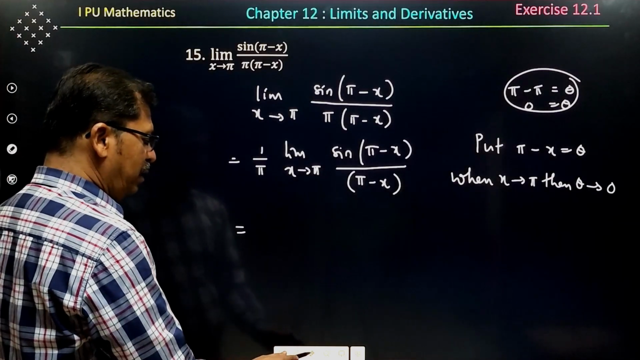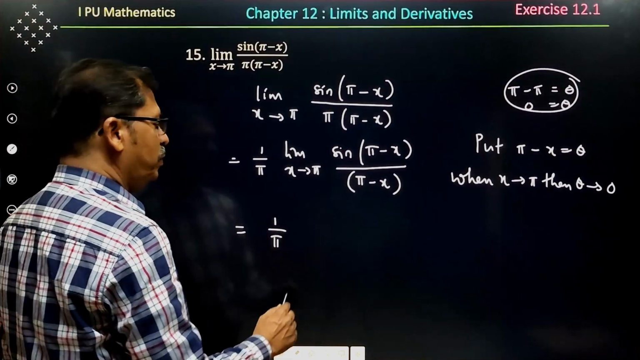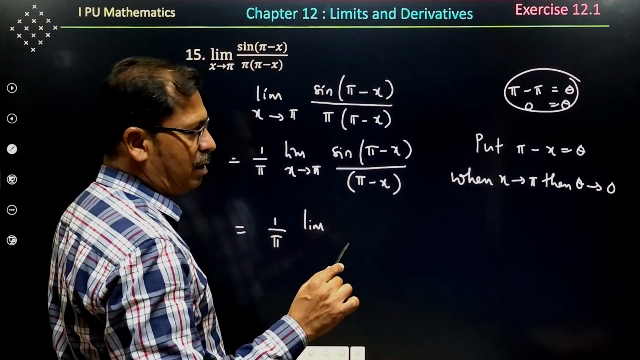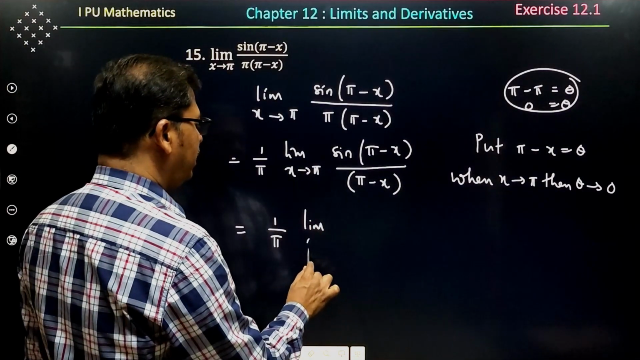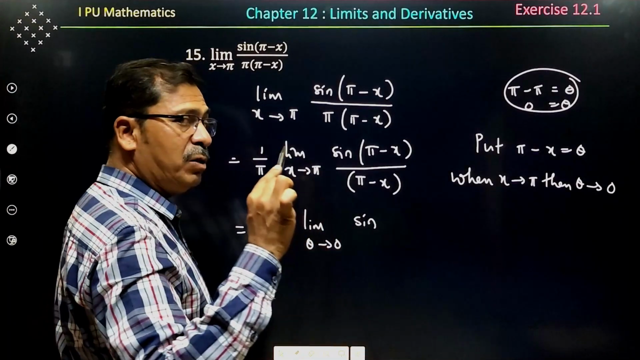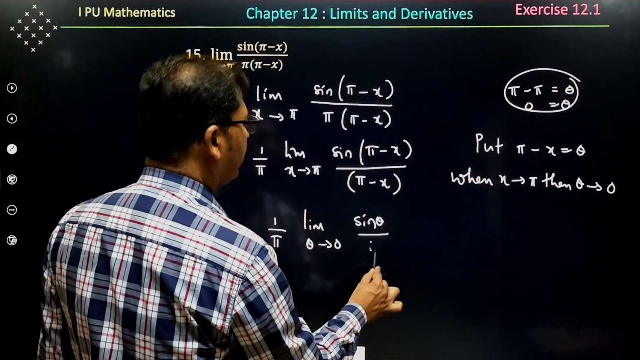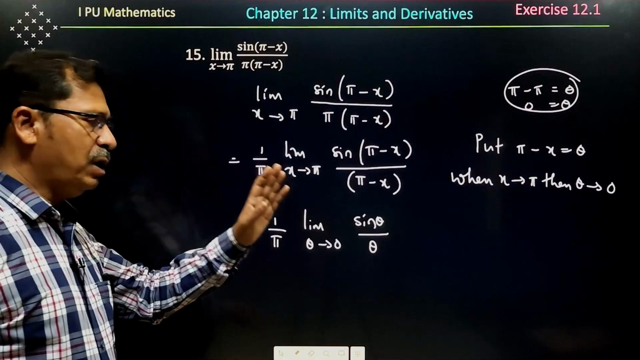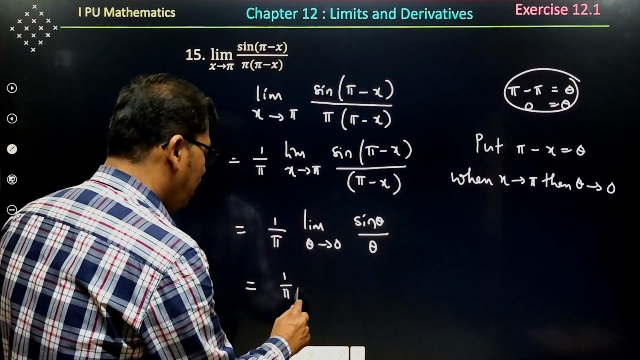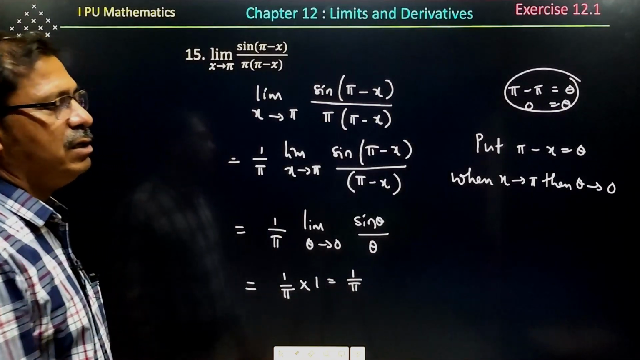Take 1 upon pi as it is, into limit, don't write x tends to pi. You write the new limit theta tends to 0. This is the new limit. Then don't write pi minus x, write theta, whole divided by theta. Now clearly it is in the standard form and its answer is 1. So 1 by pi into 1 is equal to 1 upon pi. This is the answer for this question.